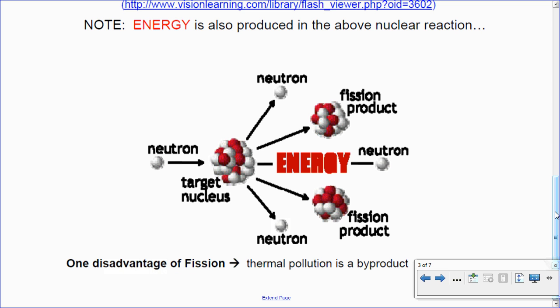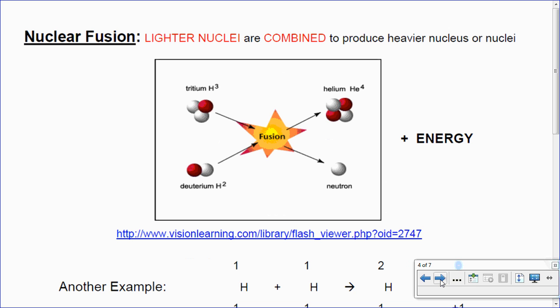One disadvantage of fission, thermal pollution is a byproduct. Thermal pollution, basically you're producing so much heat in this reaction that you can't use it all. So you use it to boil the water, you use it to cool down, you pump the water back into the lakes, oceans, streams, it kills fish. Not such a great thing, but we do need electricity, and this produces electricity without carbon dioxide, which is a global warming gas.